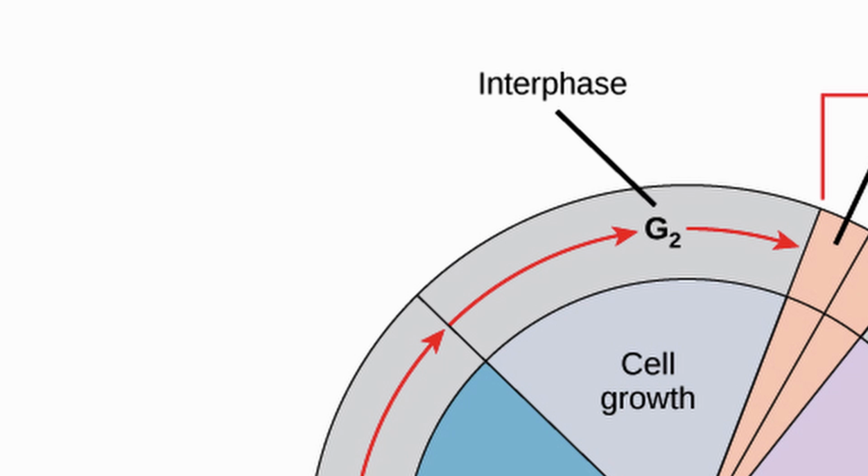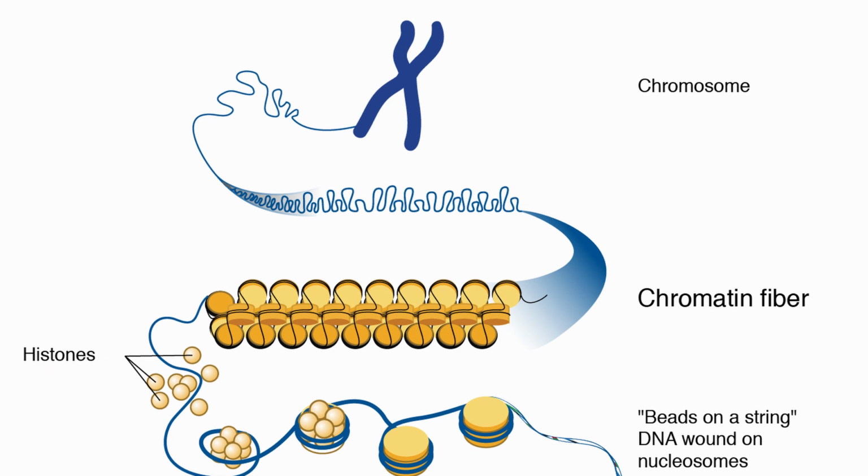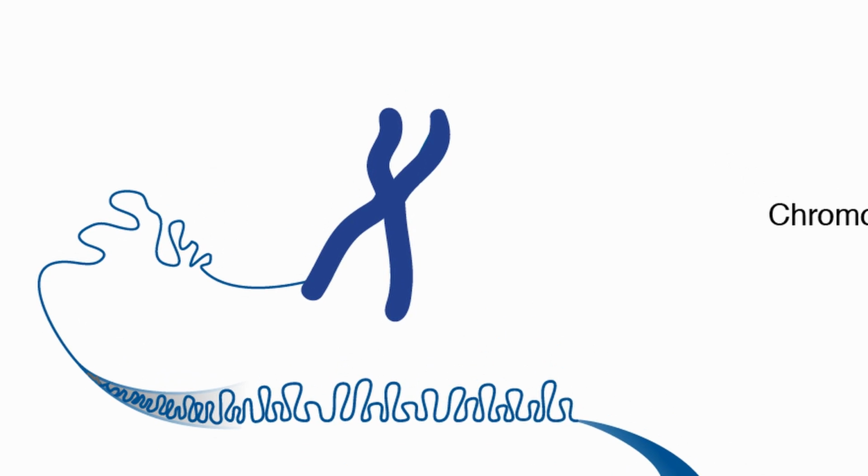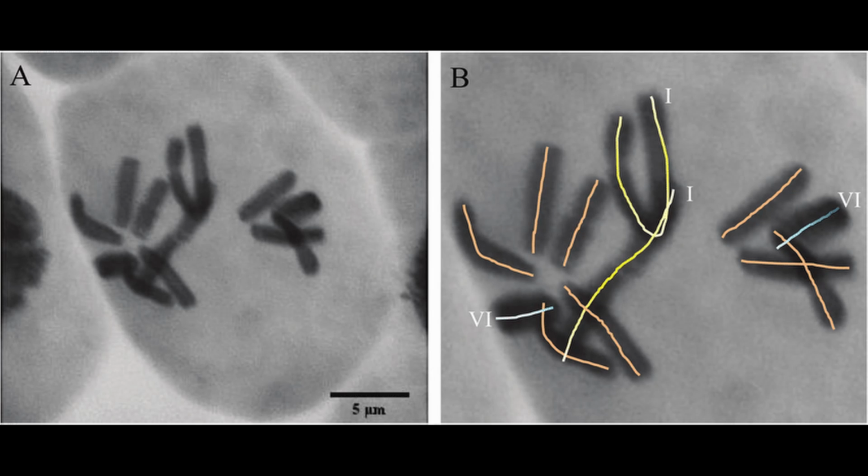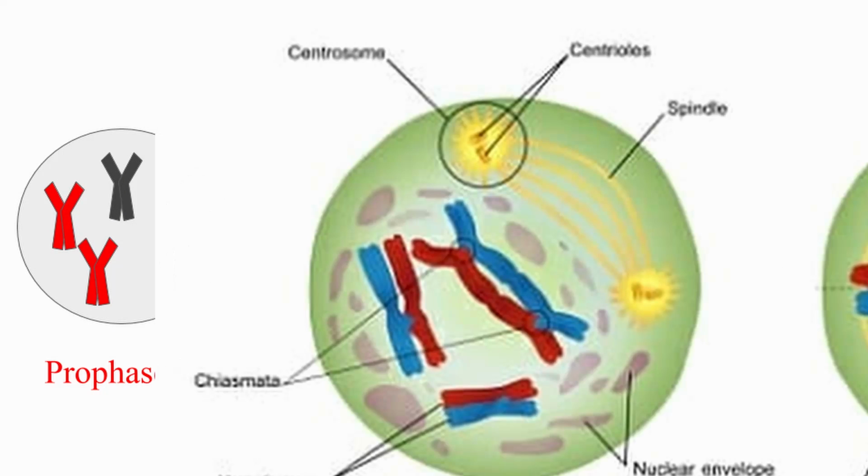The first stage of meiosis 1, the first division of the cell, is prophase I. Here, DNA coils tightly around histone proteins to form chromosomes, becoming visible under a light microscope. The nucleolus and the nuclear membrane disassemble.